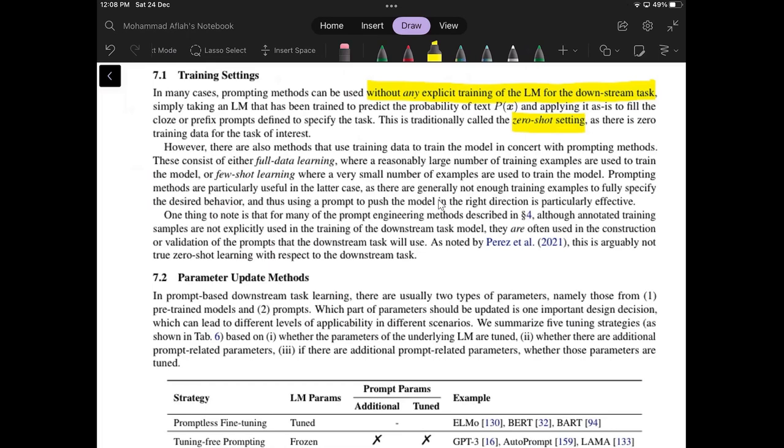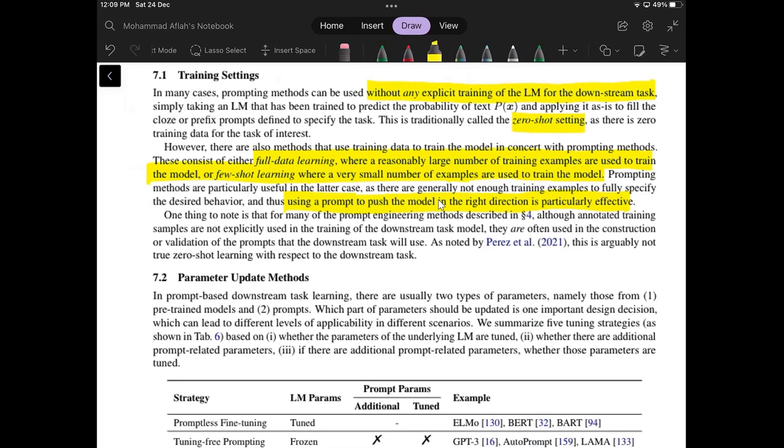So this is what you call zero shot, where you do not tell it anything. However, there are also methods that use training data to train the model in concert with prompting methods. These consist of either full data learning, where a reasonably large number of training examples are used to train the model, or few shot learning, where a very small number of examples are used to train the model. Prompting methods are particularly useful in the latter case, as there are generally not enough training examples to fully specify the desired behavior, and thus using a prompt to push the model in the right direction is particularly effective.